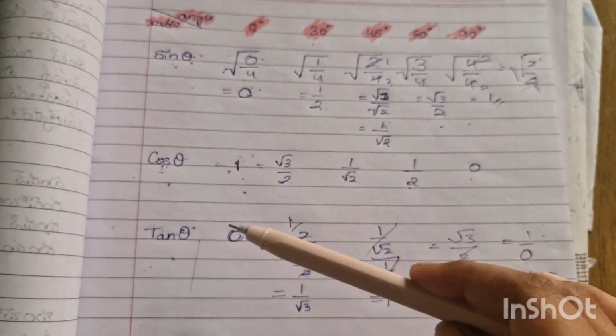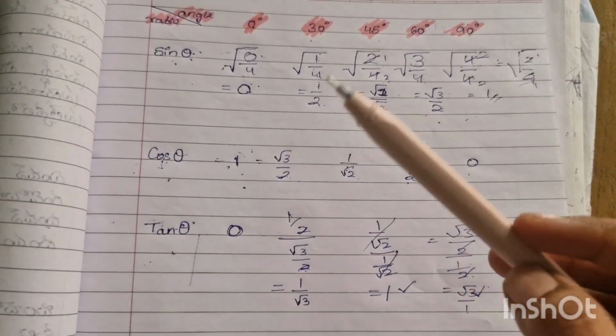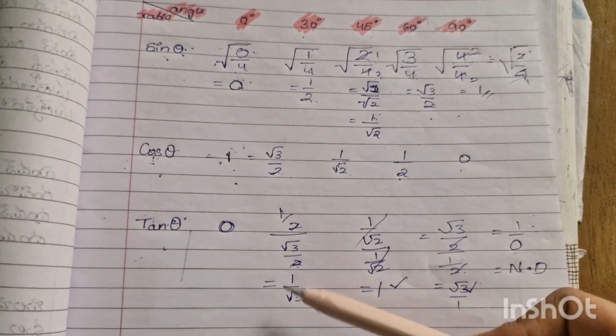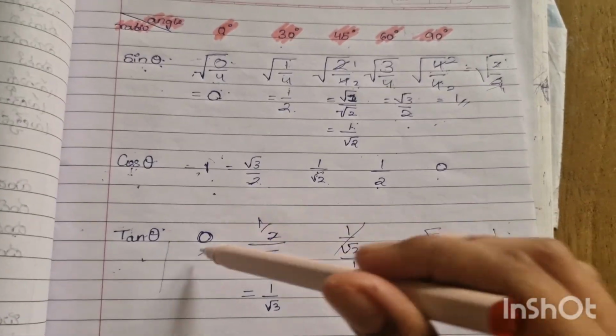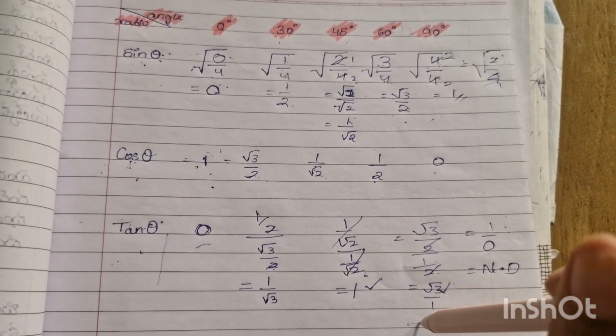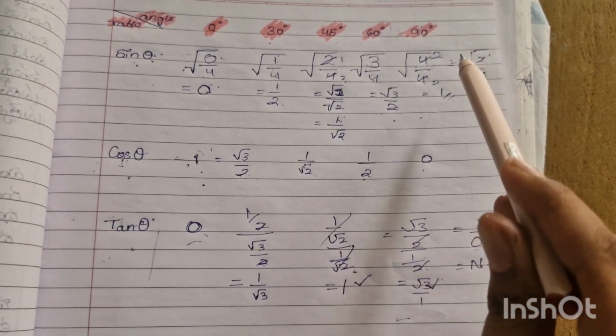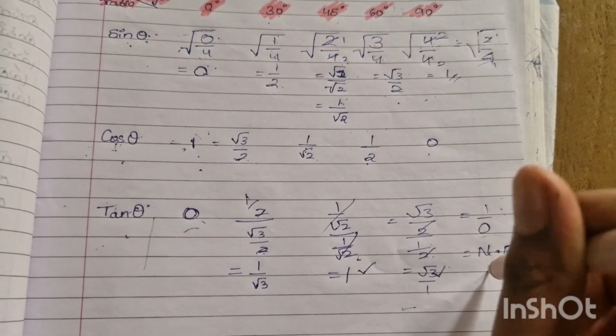So let us repeat once again. Tan 0 is equal to 0. Tan 30 is equal to 1 by root 3. Tan 45 is equal to 1. Tan 60 is equal to root 3, and tan 90 is not defined.